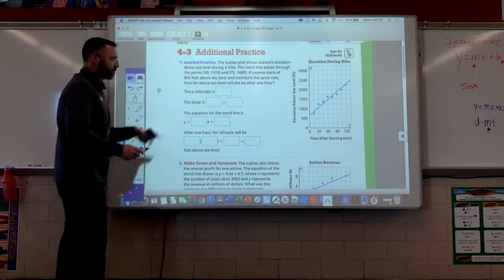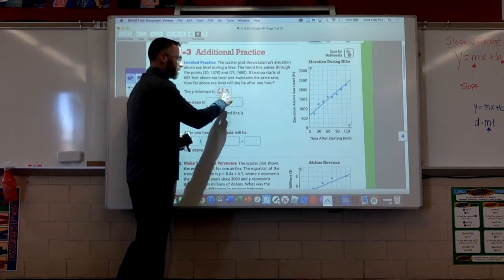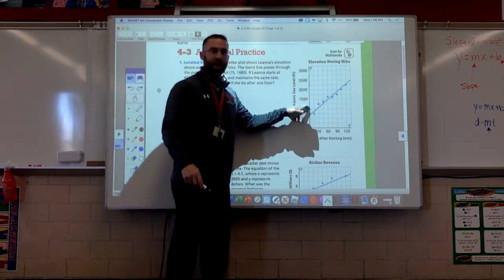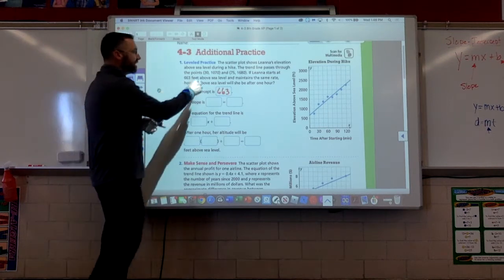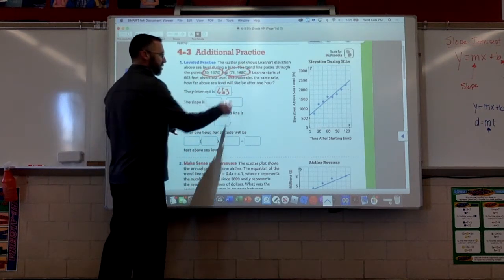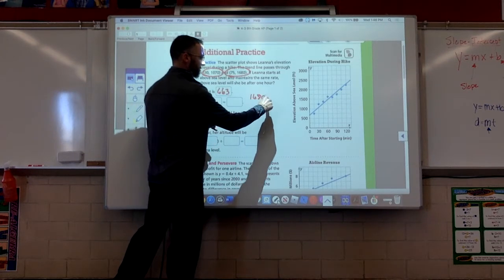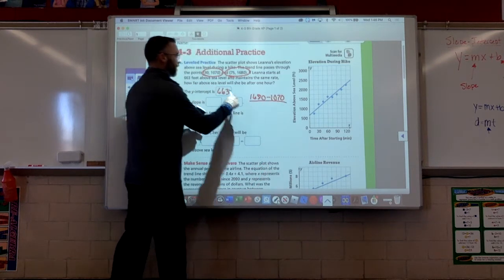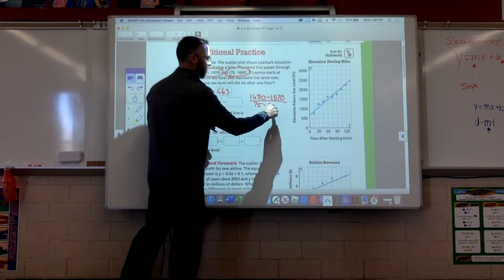Well, the first point here is the y-intercept. Where does she start? 663 feet. Kind of hard to see that from the graph. Good thing they gave it to us. We've got to find the slope. Well, they did give us 2 points, so we've got to use those 2 points. I'm going to do it over here. I'm going to take the big y value minus the small y value because that's what we do. 1,680 minus 1,070 divided by 75 minus 30.